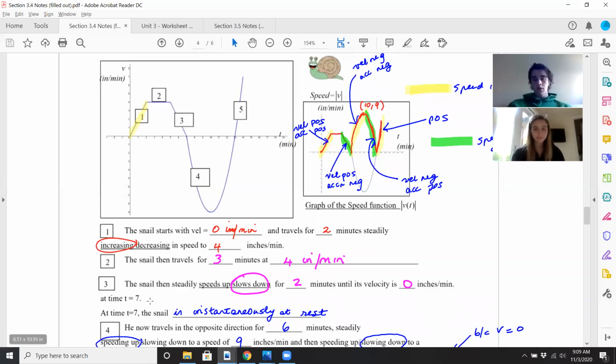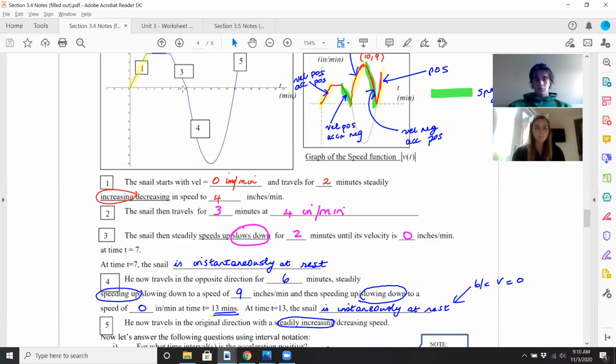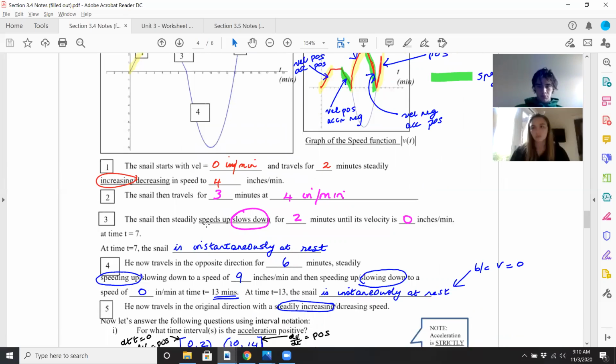Then at t equals 7, obviously it slowed down until it got to 0 inches per minute, and it's instantaneously at rest for a brief moment at 7 minutes. The snail's not moving. Then it's moving in the opposite direction for 6 minutes, from minute 7 to 13, that's interval 4, and does hit a maximum speed of 9 inches per minute, or I guess you could say a minimum velocity, if that makes sense, of -9. But speed-wise, it's 9 inches per minute.